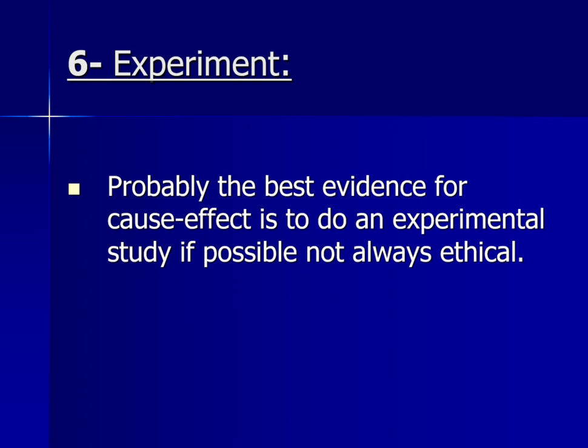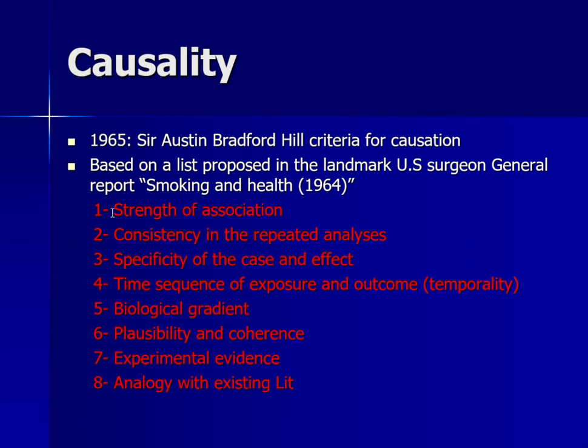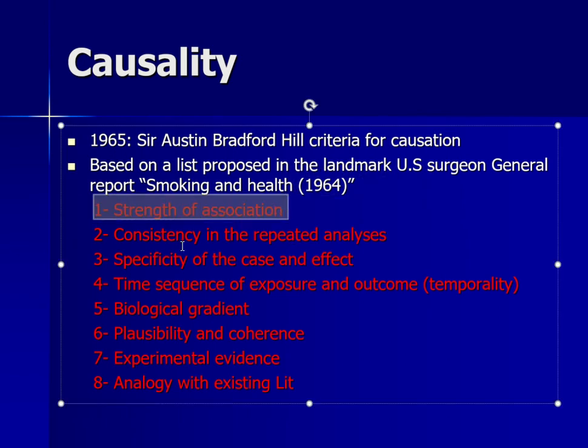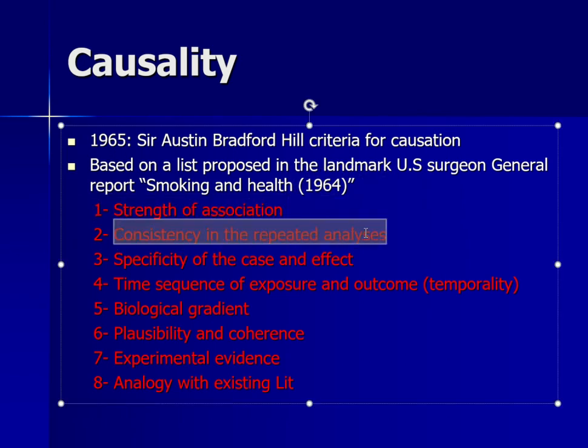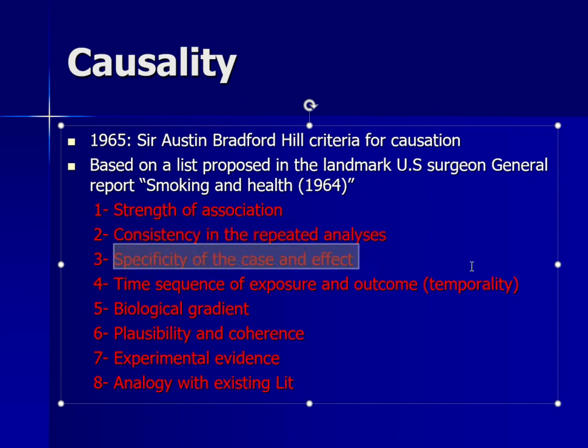So we focused on a few of the elements. Let's go back to the Bradford Hill criteria, which ones we did not focus on. So we talked about the strength of the association. We talked about the consistency in the repeated analysis, meaning we're getting the same results from different studies. Specificity of the cause effect. This we did not talk about, and I think according to Bradford Hill, this is like this disease is mostly seen in association with this exposure, which we know nowadays might not necessarily be true.